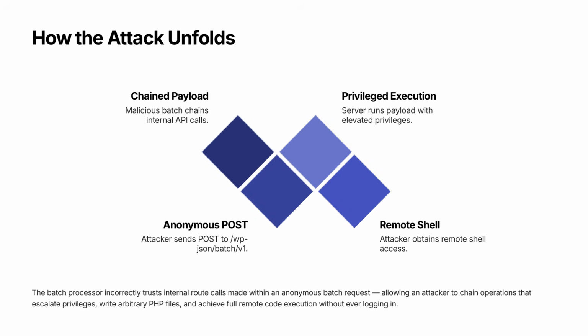That lets the server execute the payload with elevated privileges. Once that happens, the attacker can escalate access, write arbitrary PHP files to the system, and ultimately trigger remote code execution. At the end of the chain, the result is a remote shell, which gives the attacker direct control over the compromised WordPress environment.